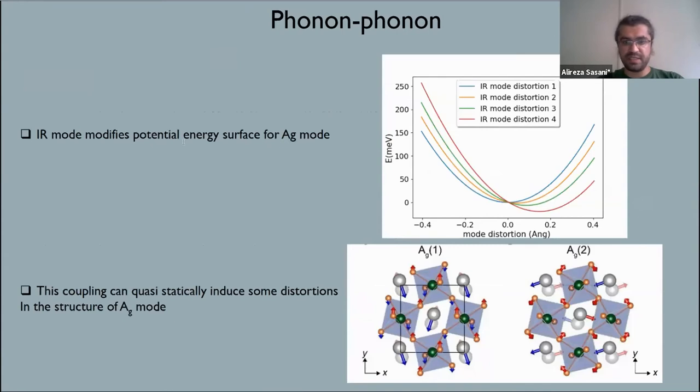This coupling, the gamma coefficient, changes the potential energy surface for the AG mode. Here, I'm showing how the IR mode oscillation can change the potential energy for the Raman mode. And as we can see, oscillation of the IR mode changes the potential energy surface and kind of freezes the AG mode quasi-statically in the structure. And this quasi-static condensation of the mode is similar for these two modes. They are just rotated by 90 degrees with respect to each other.